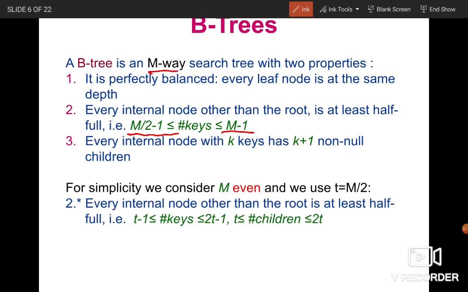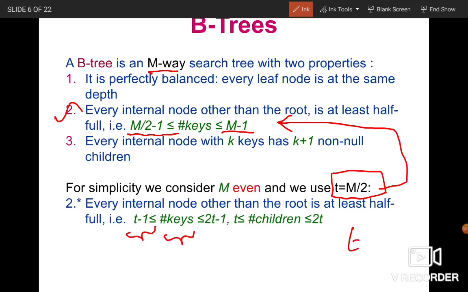Every internal node with K keys can have K plus 1 non-null children. Now consider the second point; we are rewriting the condition like this. Normally we choose M as an even number and use T equal to M/2. Substituting this in the second property, M/2 minus 1 is nothing but T minus 1, so T minus 1 is less than or equal to the number of keys, which is less than or equal to M minus 1. Since T equals M/2, M is 2T, so M minus 1 is 2T minus 1. So the number of keys should lie between T minus 1 and 2T minus 1, where T is M/2 and M is the order of the B tree.